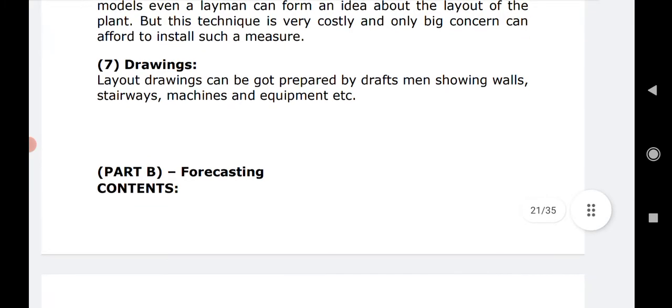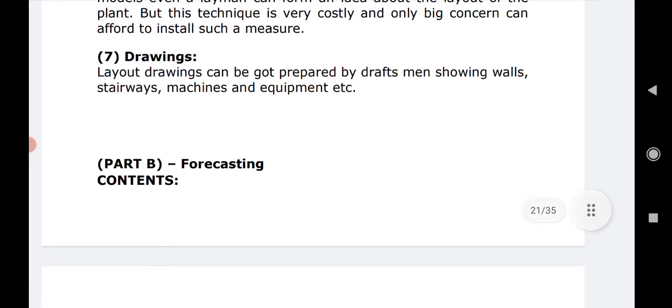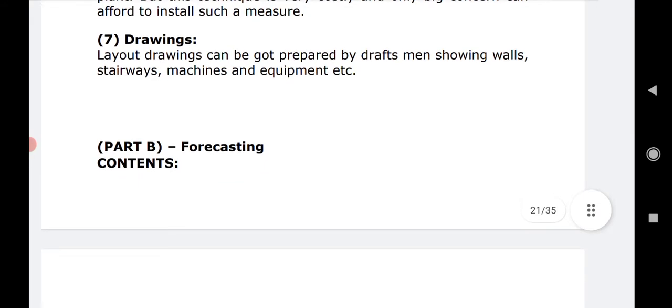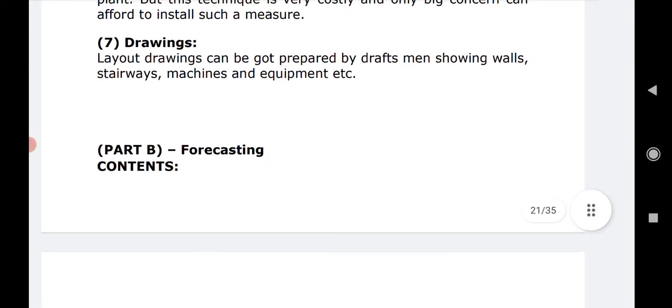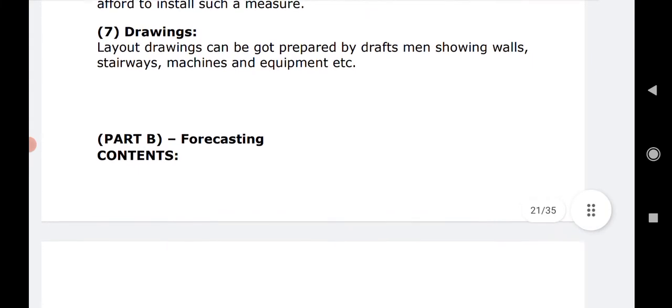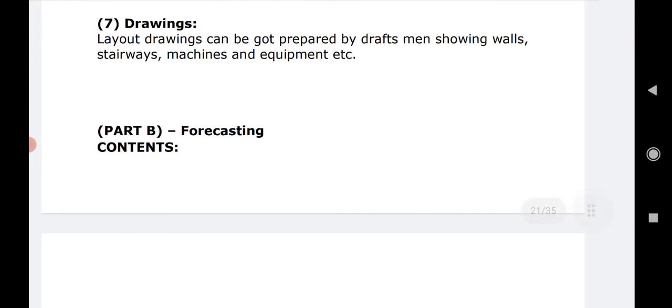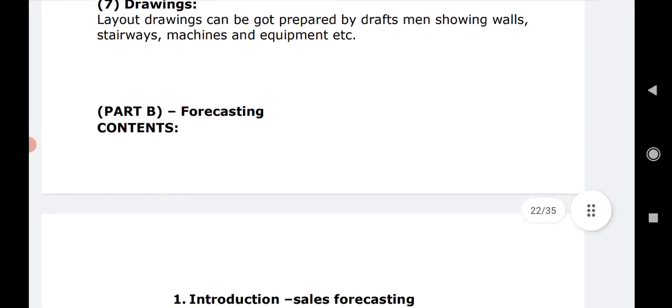Next comes what is said to be the drawing system. This is the most common type of technique, and layout drawings can be prepared with the help of a draftsman, showing the walls, the stairways, the machines, the equipment and everything that is being placed, so that all the workers, or whosoever is working in the plant or factory, can know exactly about the layout. So this is how the layout techniques and different tools can be used.